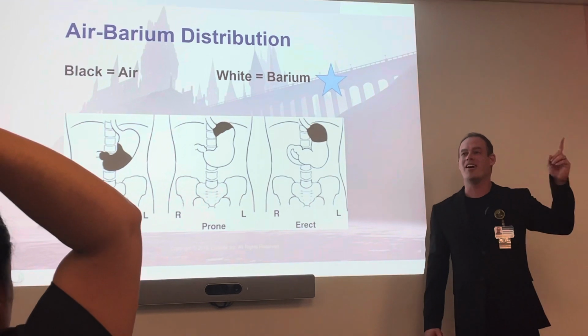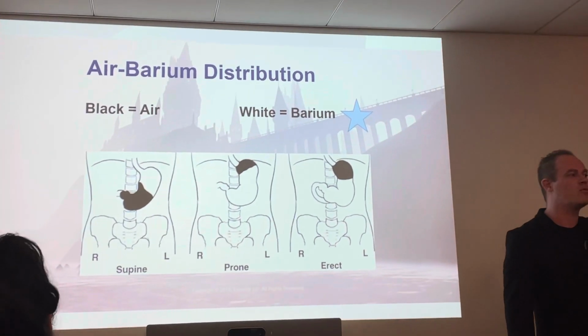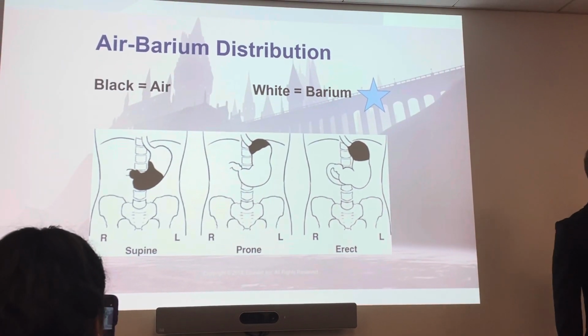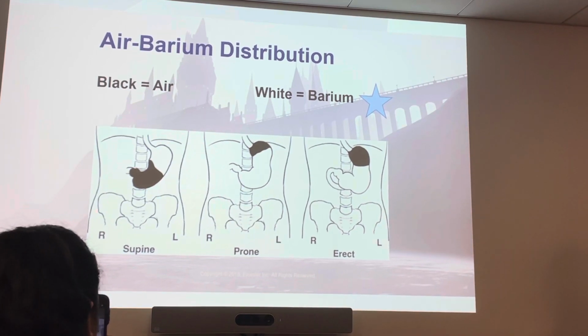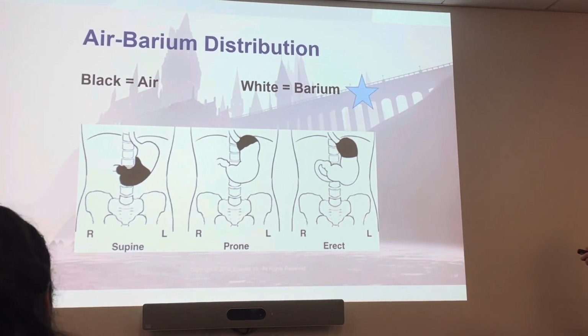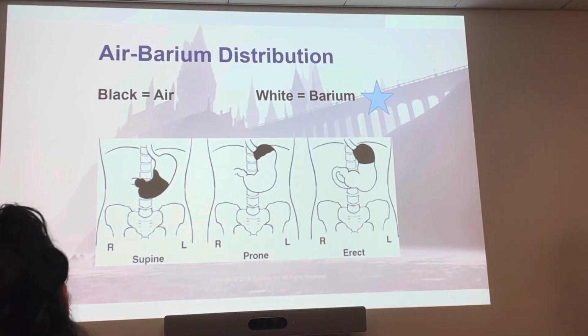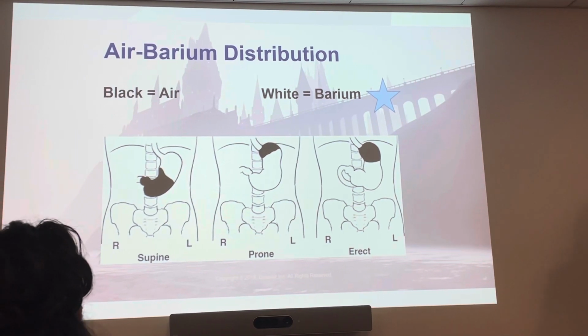All right, guys, air barium distribution. I want y'all to take a picture of this diagram. It's a really great reference diagram. The black references air, the white references barium. Just like I told you guys, when we're supine, wait a minute, did I write that backwards? No, I didn't. When we're supine, the barium falls back towards the fundus.